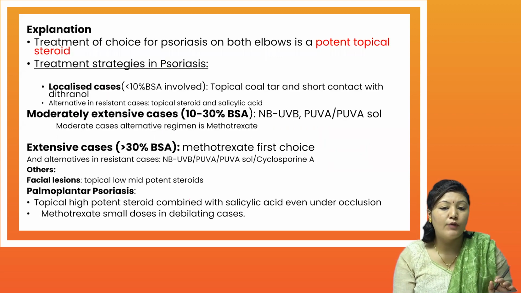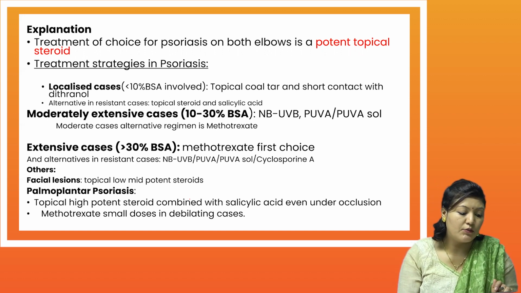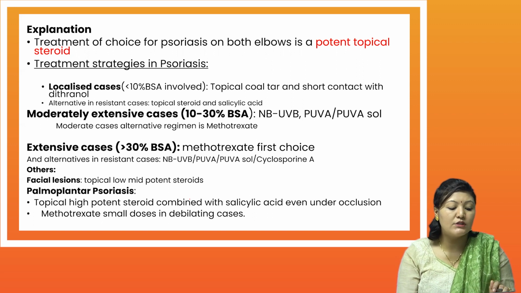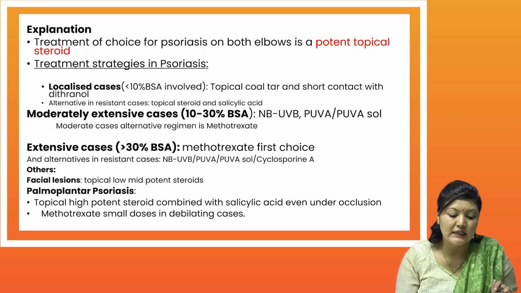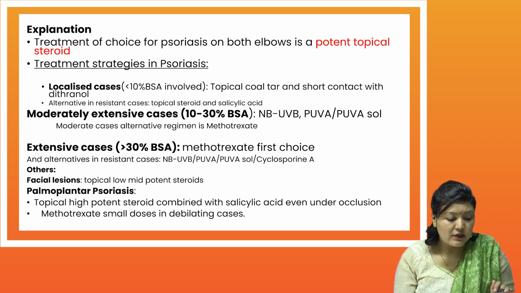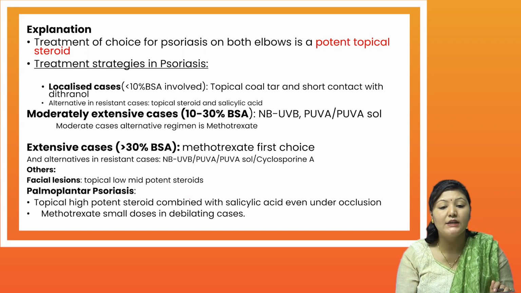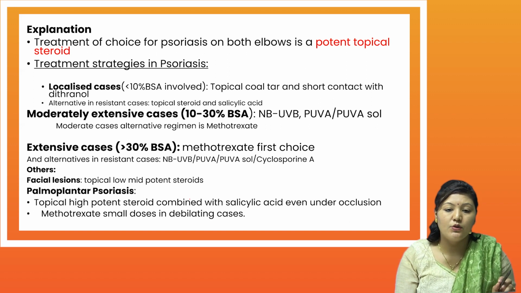Now the explanation of why we are giving potent topical steroid. Treatment in psoriasis depends upon whether the case is localized, moderately extensive or extensive. In a localized case, when there is less than 10% body surface area involvement, we can give topical coal tar and short contact dithranol. If there is no response, then in resistant cases we can give topical steroids and salicylic acid. But in clinical practice, we don't use coal tar and dithranol so frequently; topical steroid is the most favored drug in case of psoriatic lesions.